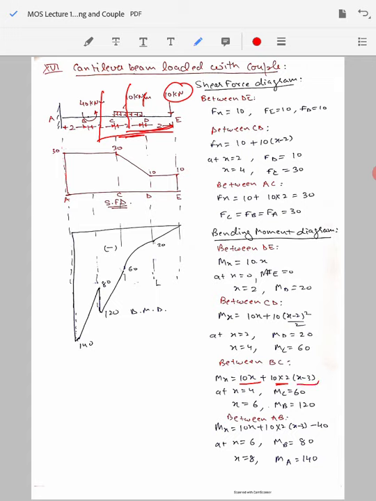So 10 into 2 into x minus 3 will appear here, which when you evaluate for point C and point B, that means for x equal to 4 and x equal to 6, will give you the values as 60 and 120.